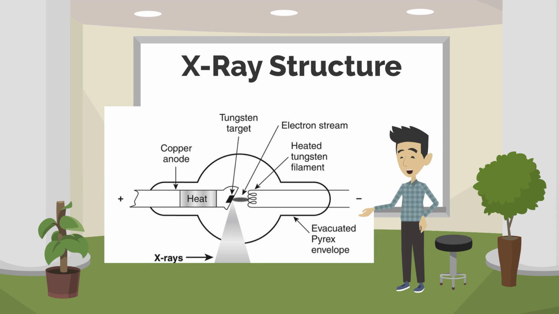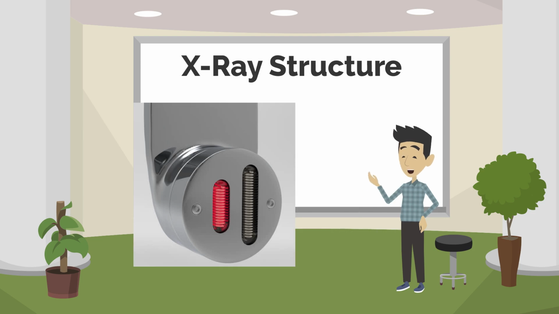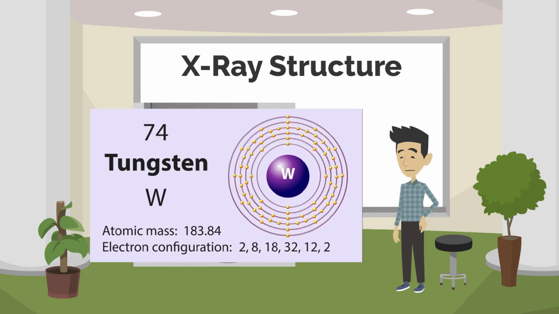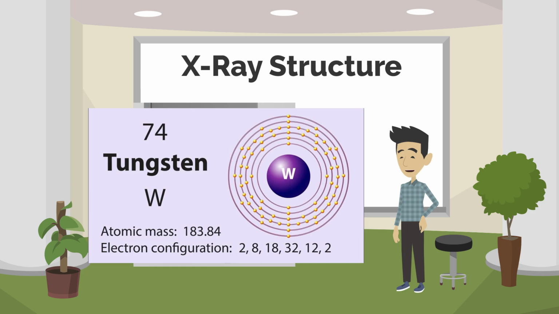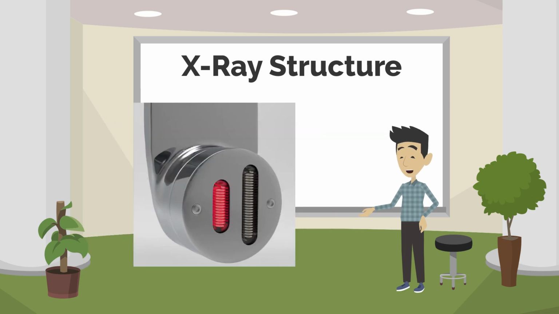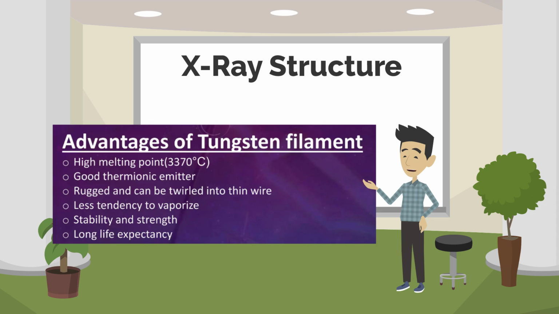The source of electrons is a filament at one end of the tube made of tungsten wire. Tungsten is a metal element, a large atom with 74 electrons in orbit around its nucleus. An electric current flows through the filament to heat it. An advantage of using tungsten is that it has a high melting point, which enables it to last through thousands of exposures.